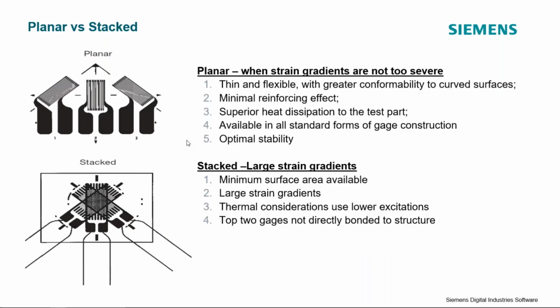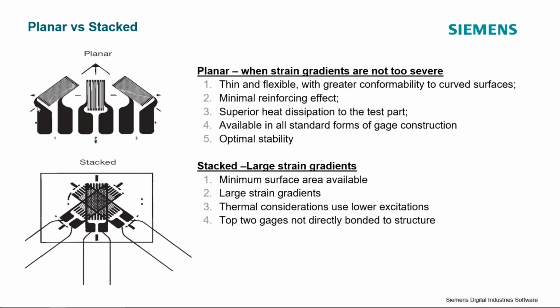Maybe a more important decision is whether you're using a planar rosette or a stacked rosette. So these gauges can either kind of occupy their own individual space on the device under test, or we can stack them on top of each other. And there's benefits and drawbacks to both cases. So the big advantage of a planar array is that it has superior heat dissipation to the test part, simply because there's more area over which we are dissipating any heat that's generated inside the gauge.